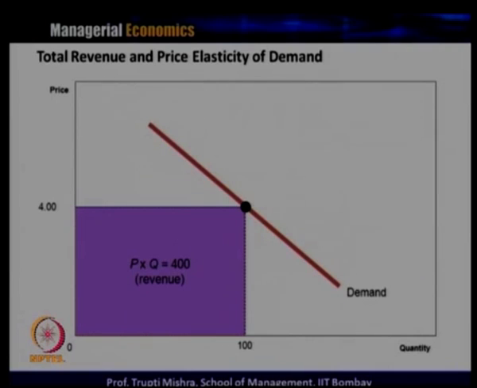So, corresponding to the point as mentioned in the graph, the corresponding quantity is 100 units, the corresponding price is 4 rupees. So, the revenue is equal to 400.